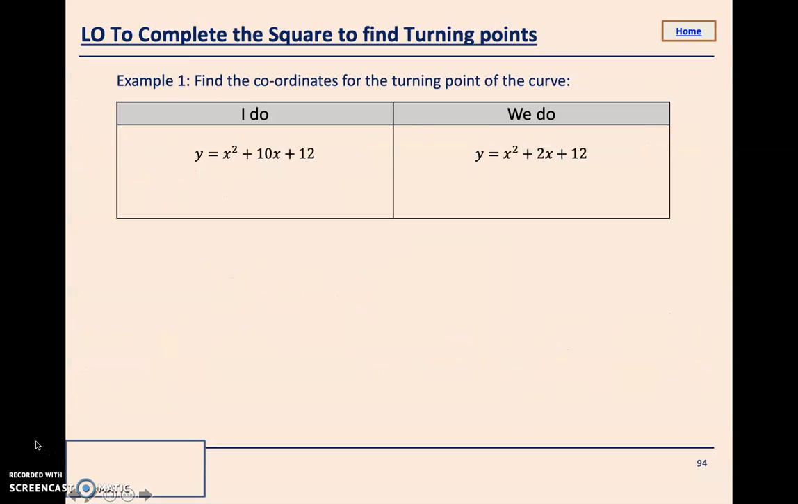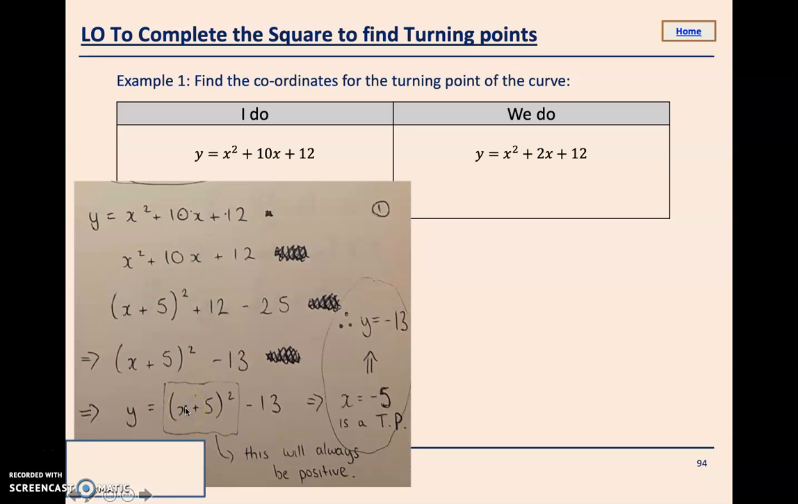So onto the first problem. Now we want to find the coordinates for the turning points of these curves. So first of all, we want to look at our equation here, our curve. So if we can complete the square for this curve, just like we did last lesson, in our brackets we have x plus, split this, 5, all squared. We need to keep this and then take away this squared.